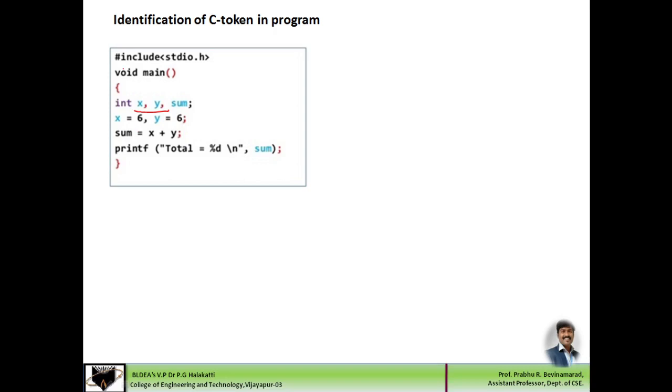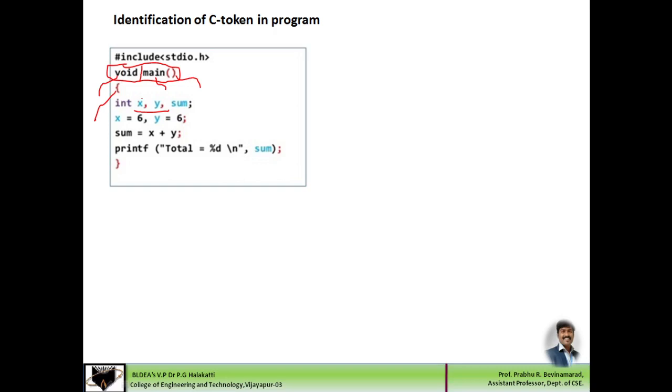Let me consider this particular statement. If I divide this statement into the smallest individual units, say for example, I divide the void word, the main word, and these parentheses, these are nothing but C tokens. And this flower bracket is a different type of C token.